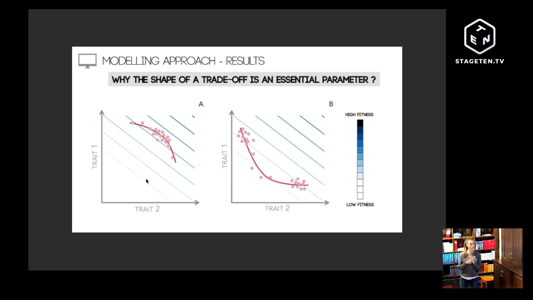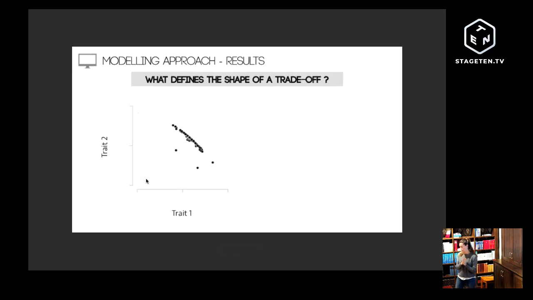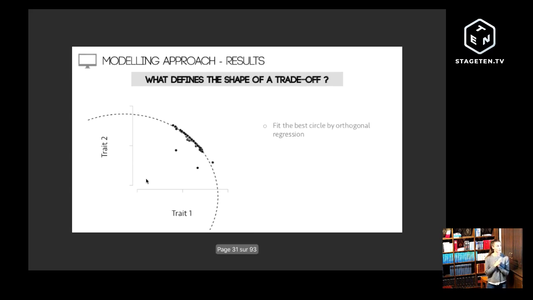And to do so, we tried different techniques, and thanks to a statistician in our lab, we were able to use orthogonal circular regression, which mainly means that we try to fit the best circle to our data for a different reason that I will explain just after, and in an orthogonal way because we did not expect that trait 1 will have an impact on trait 2 or vice versa. So thanks to this fitted circle, we can measure the length of the trade-off, which mainly represents the standing genetic variation in the population.